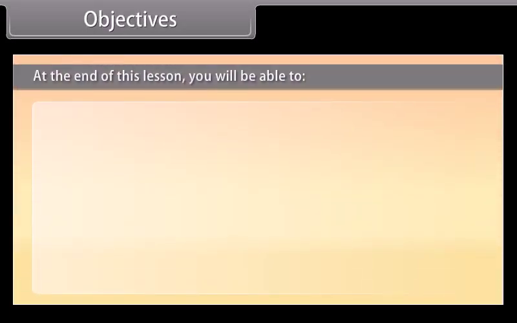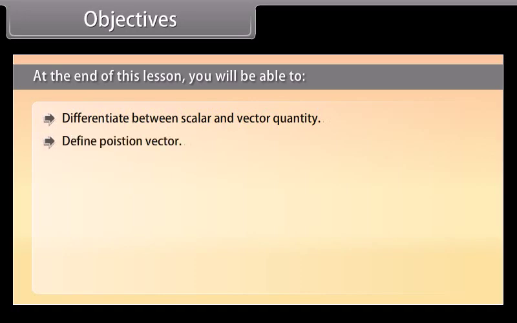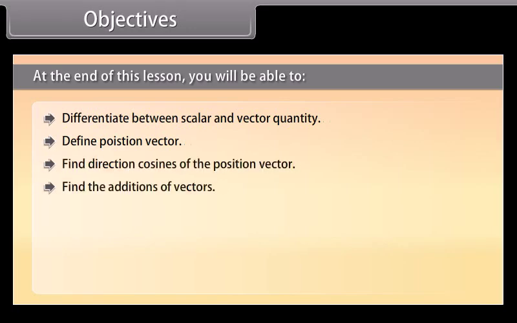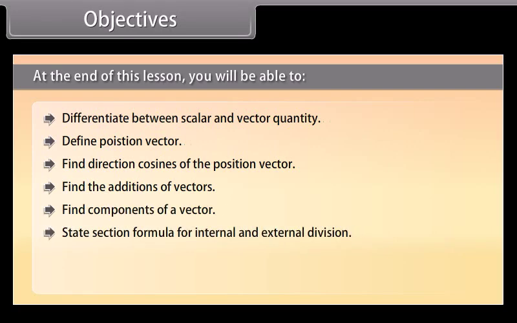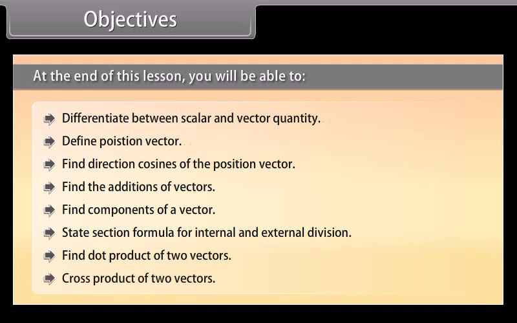At the end of this lesson, you'll be able to differentiate between scalar and vector quantity, define position vector, find direction cosines of the position vector, find additions of vectors, find components of a vector, state section formula for internal and external division, find dot product of two vectors, and cross product of two vectors.